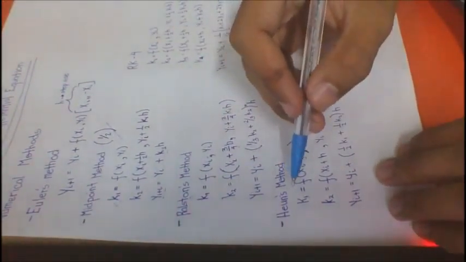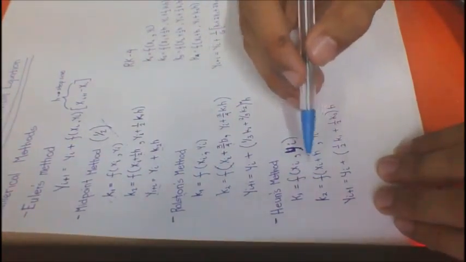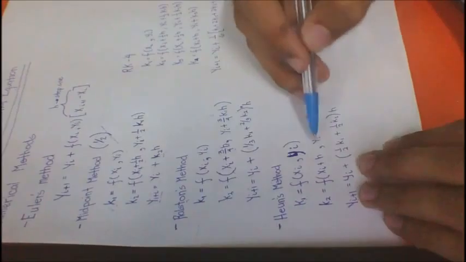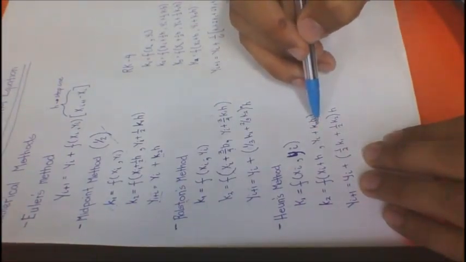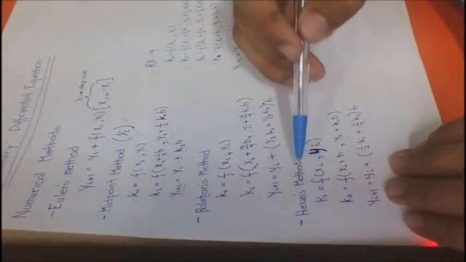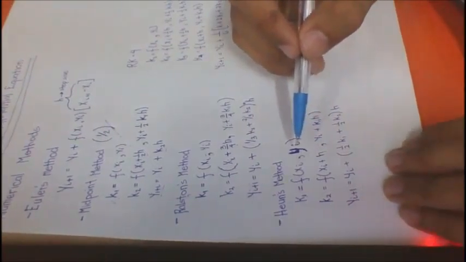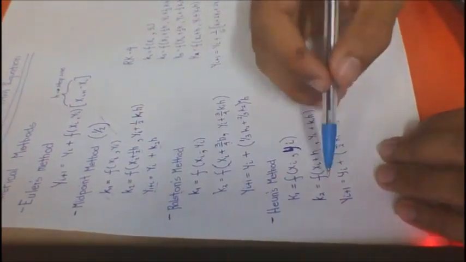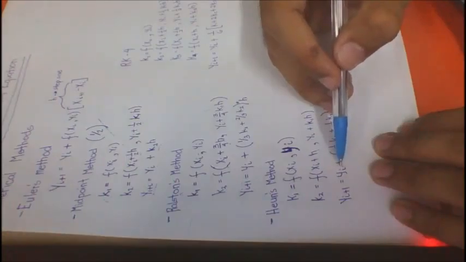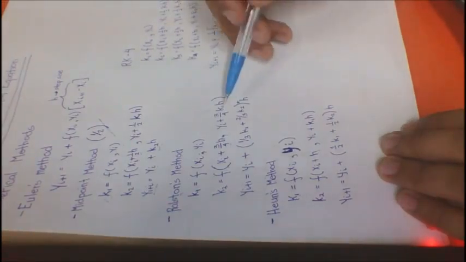Now for Heun's method, the K1 is the same for Ralston and midpoint, but for K2 we are to get the function value at initial x plus the step size, and then initial y plus K1 times step size. So if in midpoint we use 1/2 and then Ralston we use 3/4, in Heun's we are to use the whole step size. We are to add the one whole step size at the initial states, and then substitute it to the function. And then for our approximated y value, or next y, that will be equal to y initial plus 1/2 of K1 plus 1/2 of K2, quantity multiplied to h.